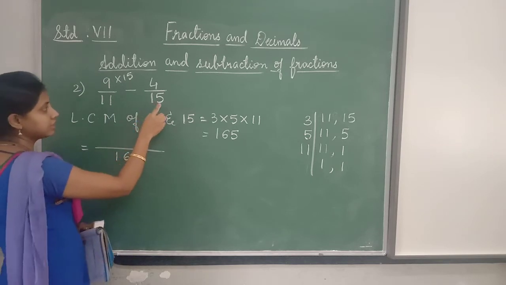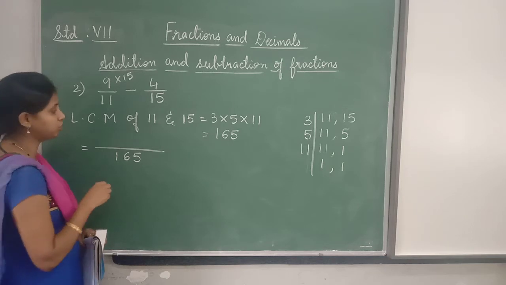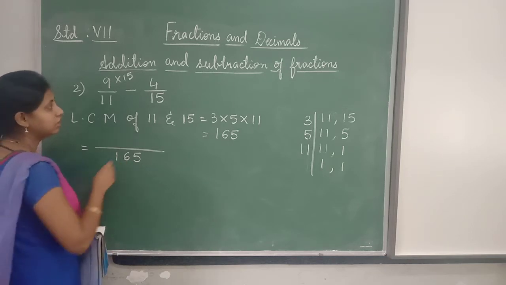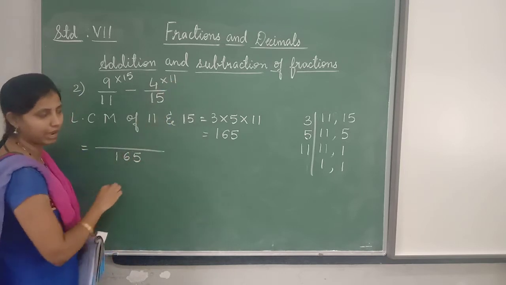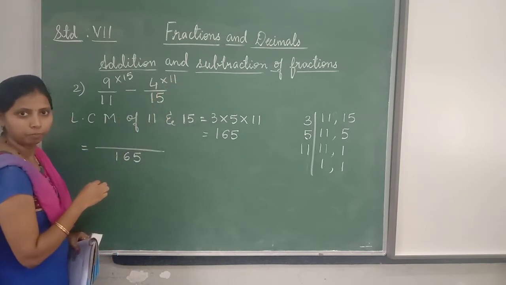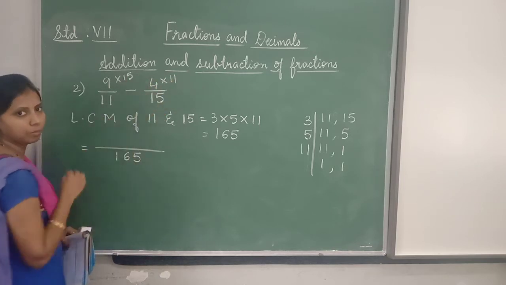Okay. Then next is 15 denominator. So to 15, what if I multiply? I am going to get 165. I should multiply it by 11. 15 11s are 165. So write into 11. Yes. Now multiply the numerator with these numbers.